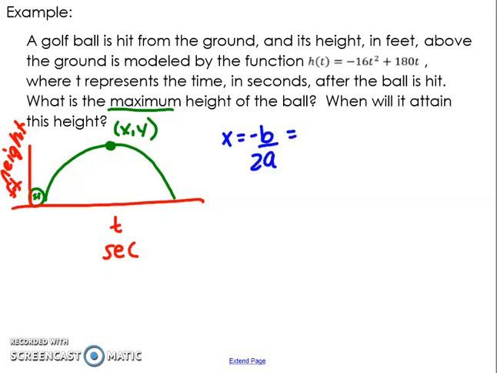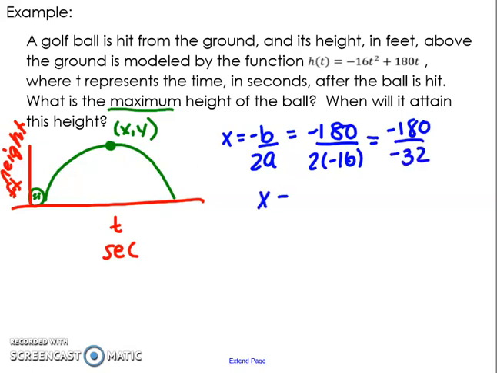Now with word problems, it's okay to have decimals. You want decimals with word problems, so it actually makes sense. We're going to have 2 times negative 16. When we plug this in, we get negative 180 over negative 32. So x equals 5.625.